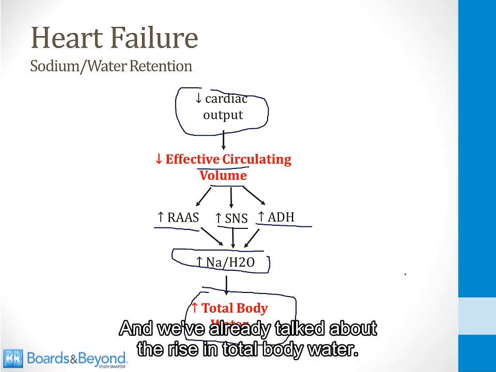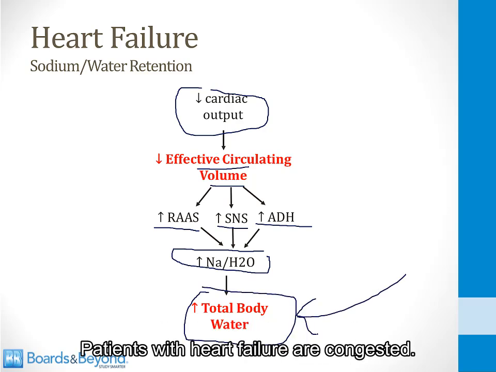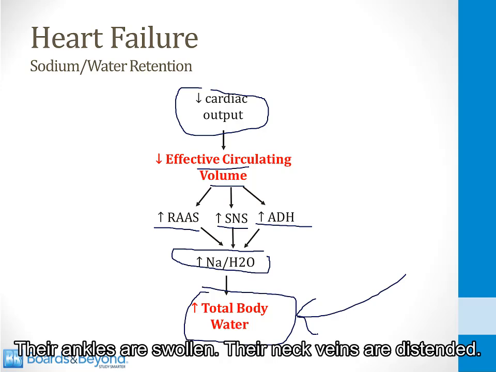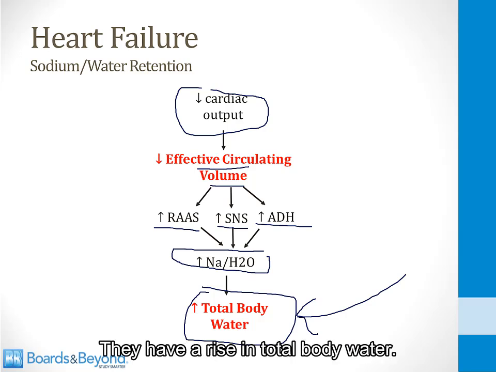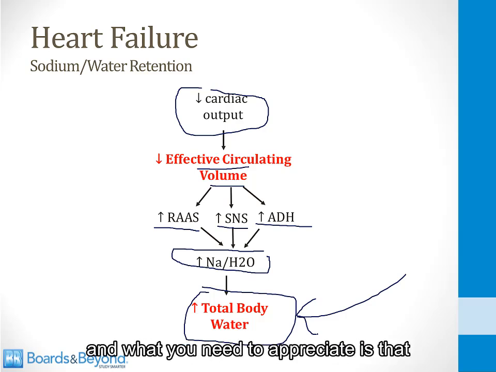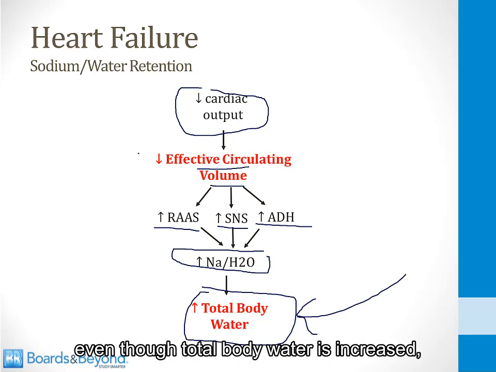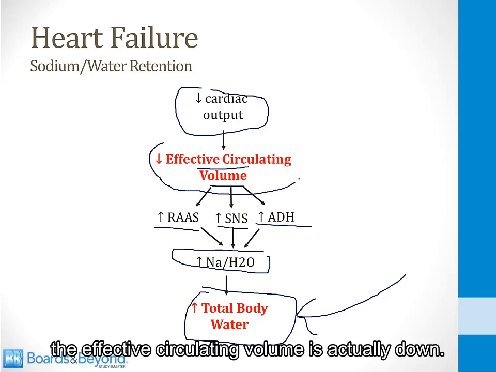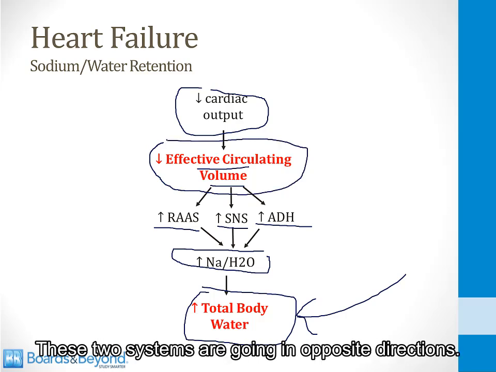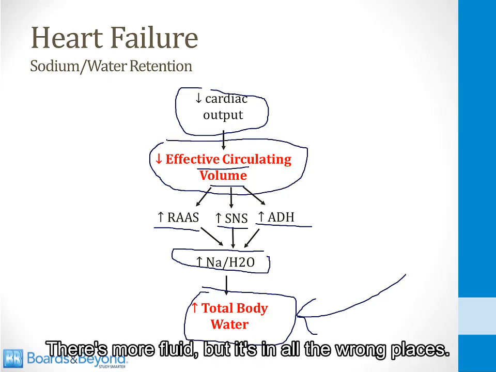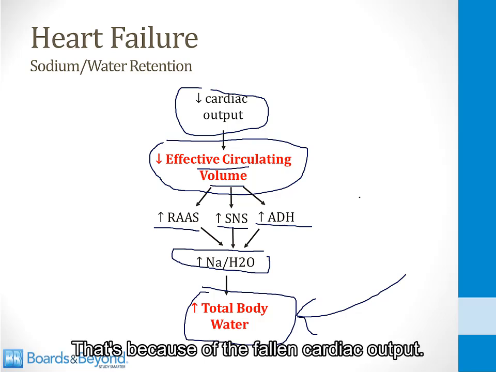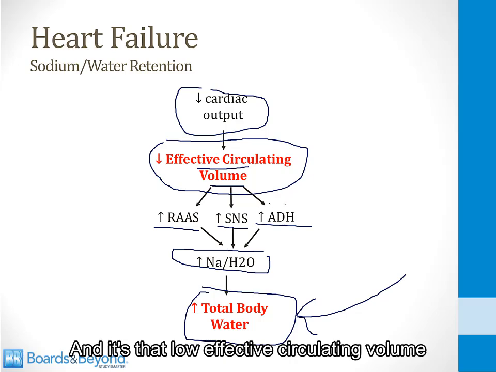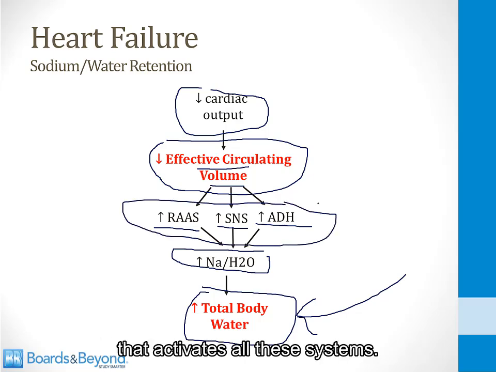in total body water. And we've already talked about the rise in total body water. Patients with heart failure are congested, their ankles are swollen, their neck veins are distended, their lungs are swollen, they have a rise in total body water. What's tricky to understand and what you need to appreciate is that even though total body water is increased, the effective circulating volume is actually down. These two systems are going in opposite directions. There's more fluid, but it's in all the wrong places, and the effective volume perfusing tissues is low. That's because of the fall in cardiac output, and it's that low effective circulating volume that activates all these systems.